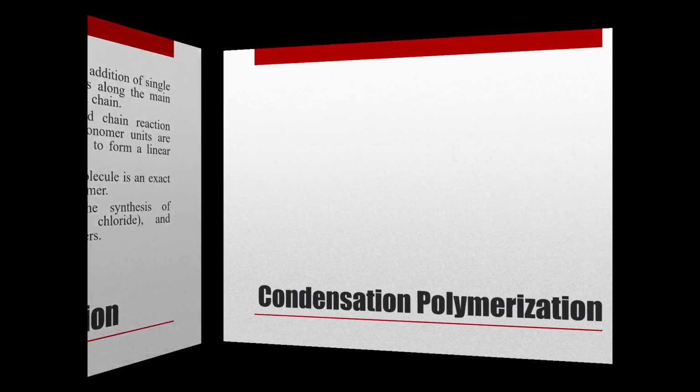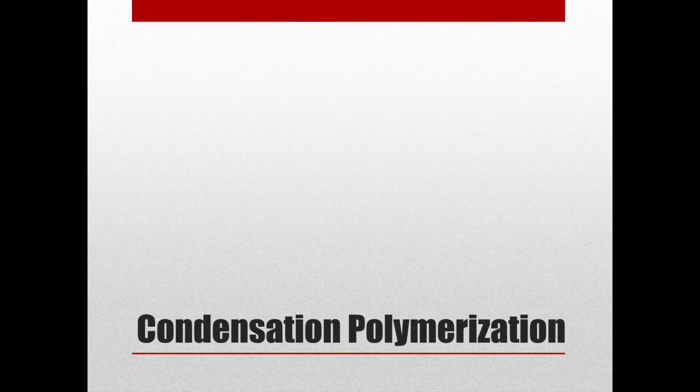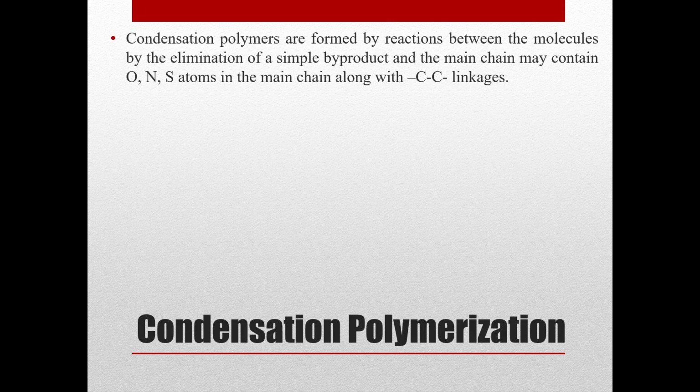So we come to the second type of classification for the type of polymerization, and that is condensation polymerization. Condensation polymers are formed by reaction between the molecules by the elimination of a simple byproduct, and the main chain may contain oxygen, nitrogen, or sulfur atoms along the carbon-carbon linkages. Whereas in the previous case, there was no other atom in the main chain. Here one may find oxygen, nitrogen, etc. in the linkages.